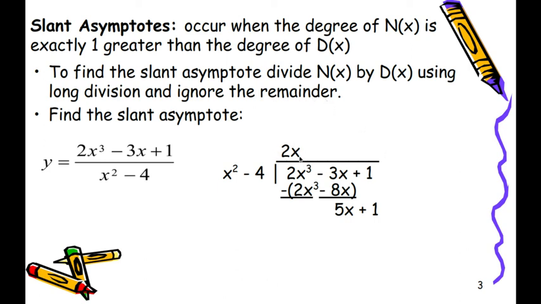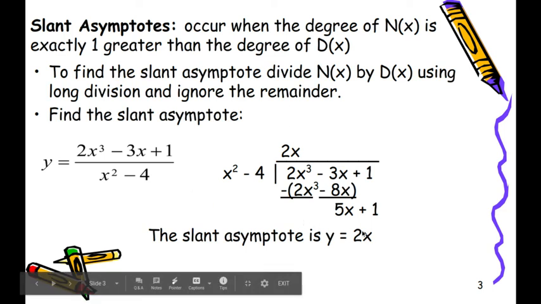And this is the equation of our slant asymptote, which is linear. It will always be linear because of this rule that we set up. The degree of the numerator is exactly 1 greater than the degree of the denominator. So when you're doing your long division, you're always going to get a linear function here. And then we just write it as an equation. So the slant asymptote is going to be y equals 2x.